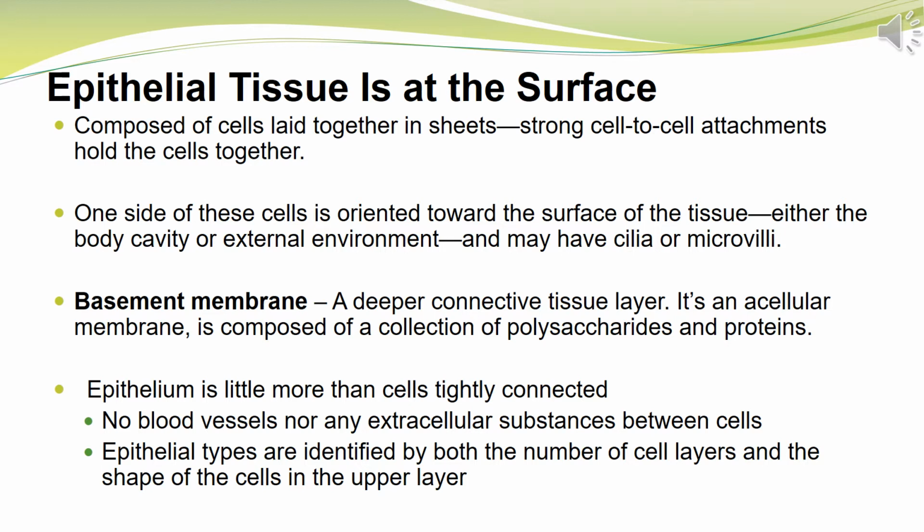In all epithelial tissue, there is a basement membrane, which is a deeper connective tissue layer. It's acellular, which means it's not made up of cells. It is instead composed of a bunch of different molecules and is a collection of polysaccharides and proteins.